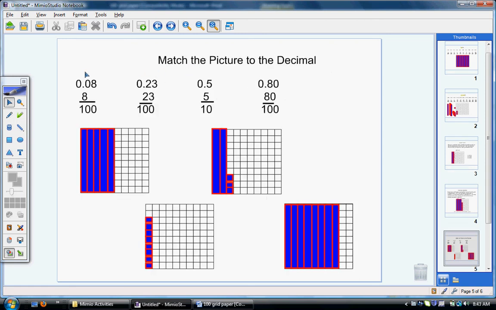So thinking about what we've learned, can you match each of the pictures to the decimals? I have 8 hundredths, written as 8 over 100, 23 hundredths, or 23 over 100, 5 tenths, 5 over 10, and 80 hundredths, 80 over 100. Take a second and see if you can match each one of those pictures.